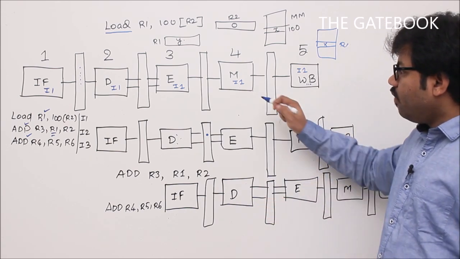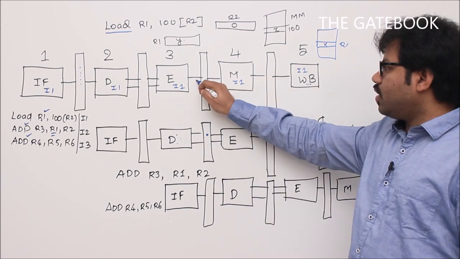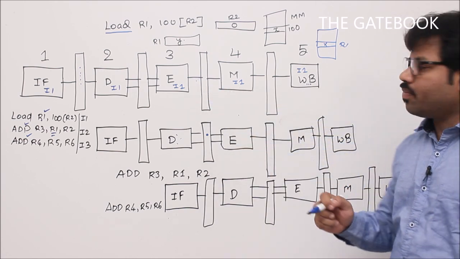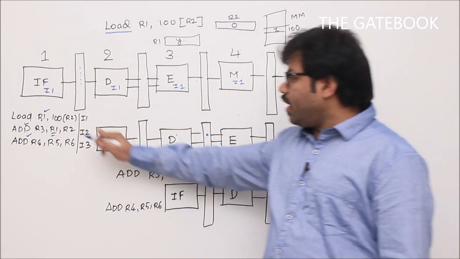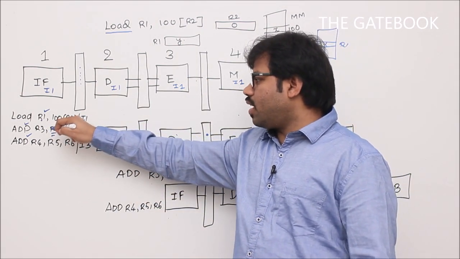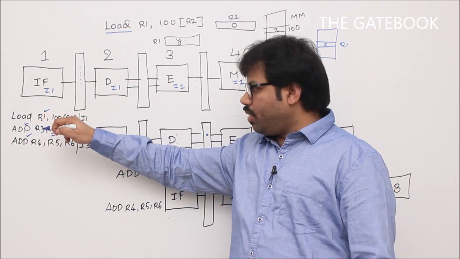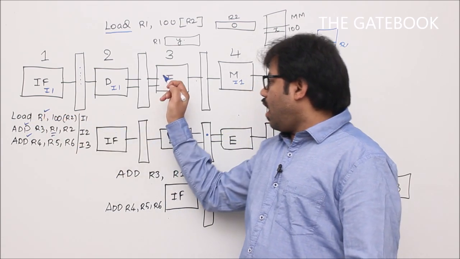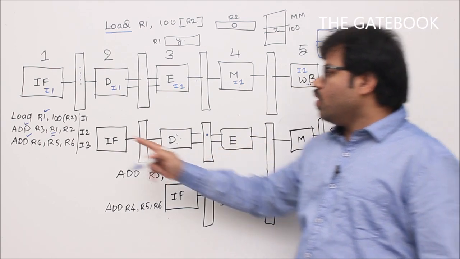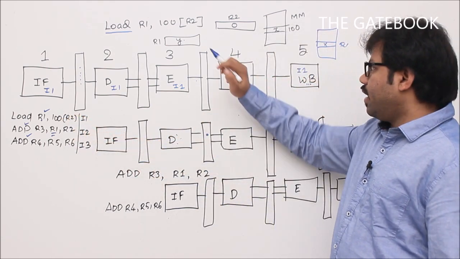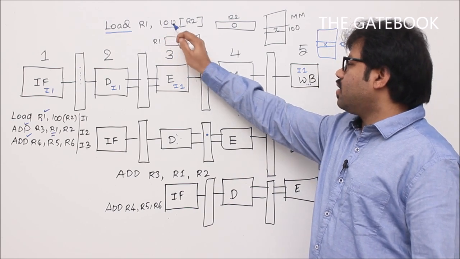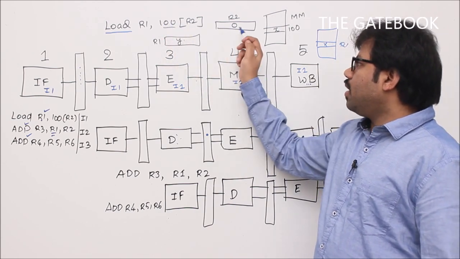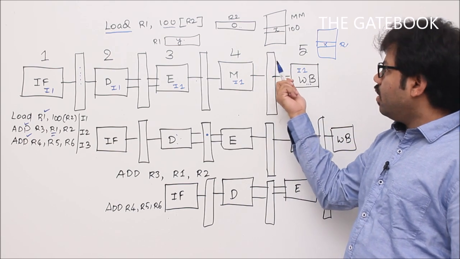Sir, but we have the data available in the execution stage. No, you are wrong. In the execution stage for a load instruction, I already told you, we only calculate the effective address of the data to be fetched. So after the execution stage, 100 plus R2 will be calculated. Example, what is 100? Absolute immediate value 100. What is the content of R2? 0. So 100 plus R2 is 100, right?